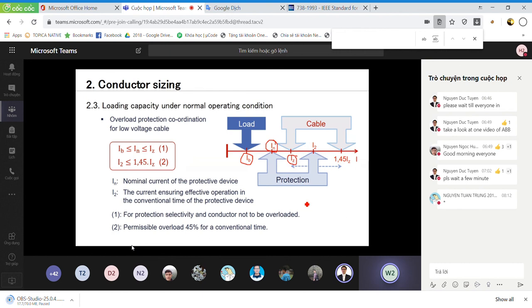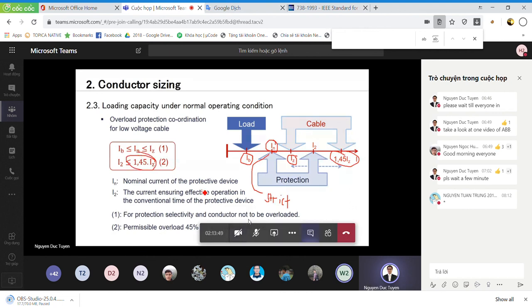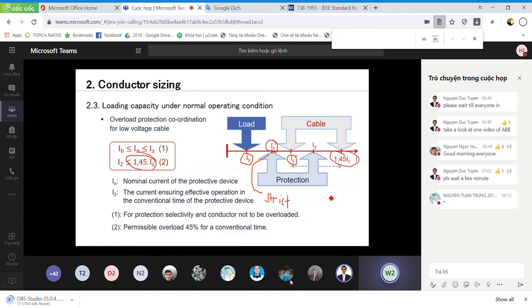The first case is for protection and selectivity, so the conductor is not overloaded. The second case is for permissible overload of 45% for the conventional time. Just remember, this is beyond some standards. It's not really related to Vietnamese standards, but to international standards, to make the correct coordination with the protective devices. The 1.45 comes from the standard. You can check it in some standards, like the Schneider installation guide.